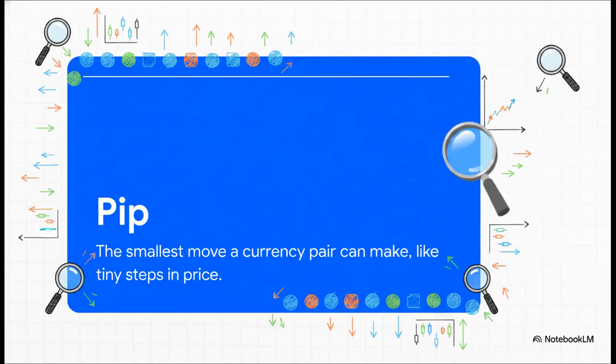Next up on the vocab list is a pip. When you're actively in a trade, you track your progress in pips. So what is it? A pip measures the tiniest, almost microscopic steps a currency price can take. So say the euro to US dollar price moves from 1.1000 to 1.1001. That teeny tiny shift of a single digit at the very end, that is exactly 1 pip.